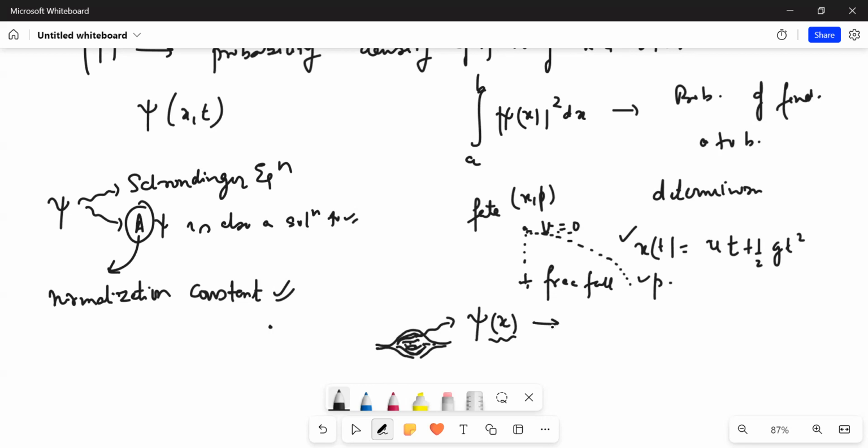The physical interpretation is that psi mod squared represents the probability of finding the particle somewhere. It represents the probability density. I'll come to all these things in the wave packet formalism, but right now, just think that in general, you don't represent a particle with all determination.